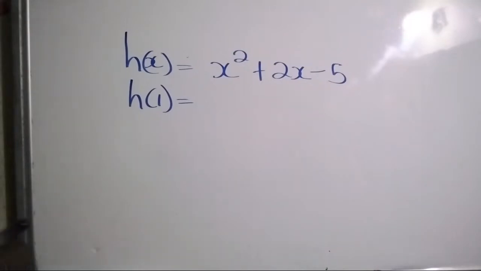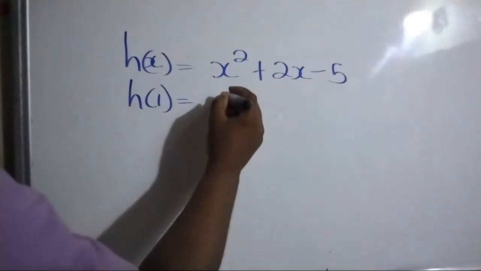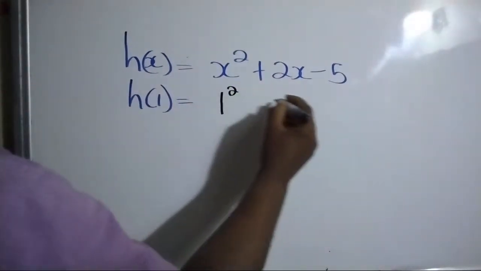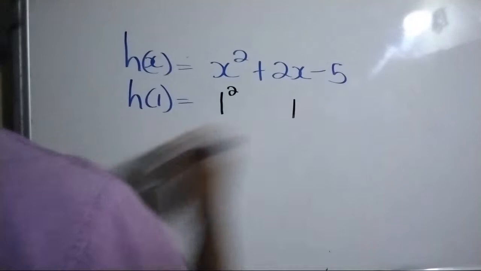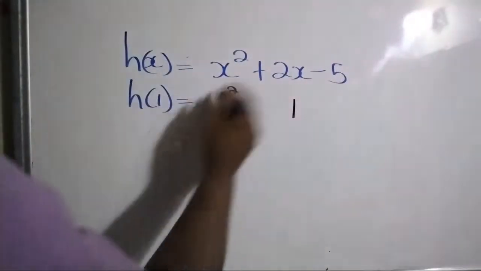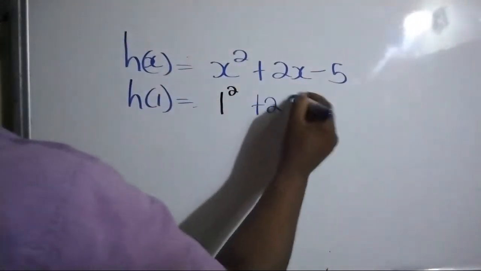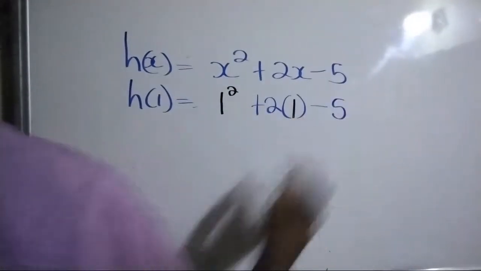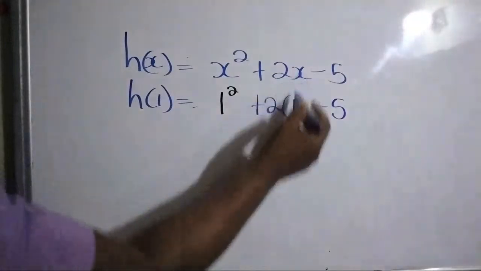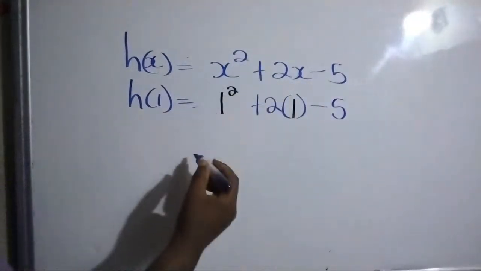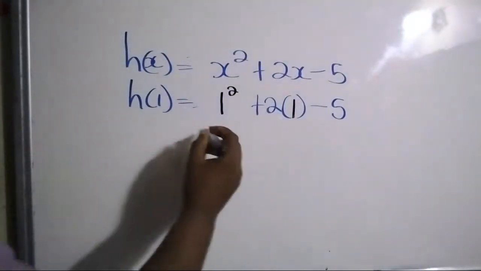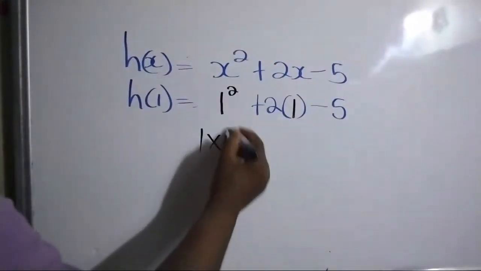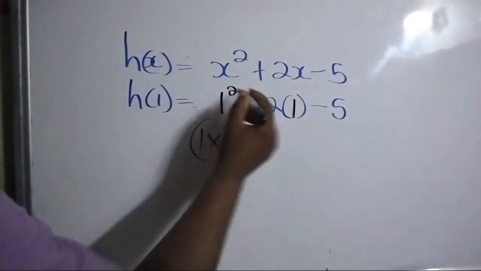Anywhere we see x, alright? So let's just use black to represent x. So that's x squared plus 2 times x minus 5. Anywhere we see x, we put 1. 1 squared means 1 multiplied by 1. That's what the power means: the number multiplied by itself.